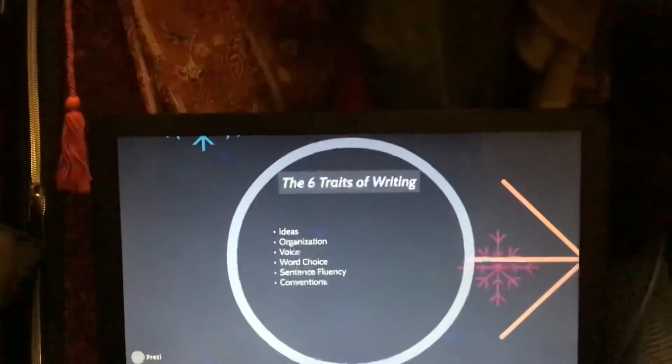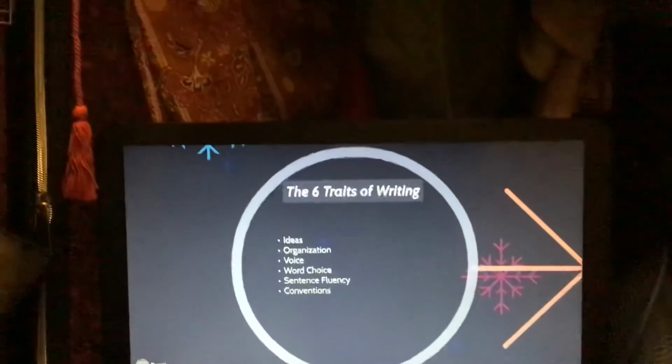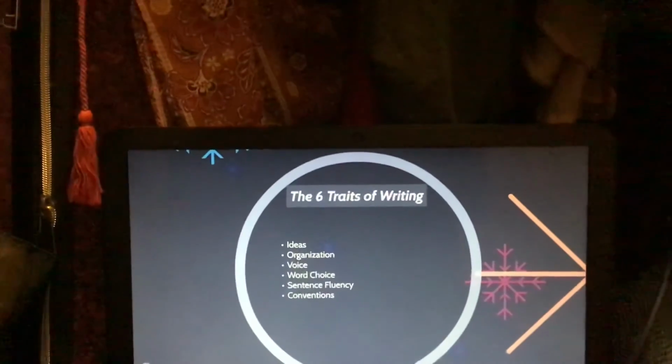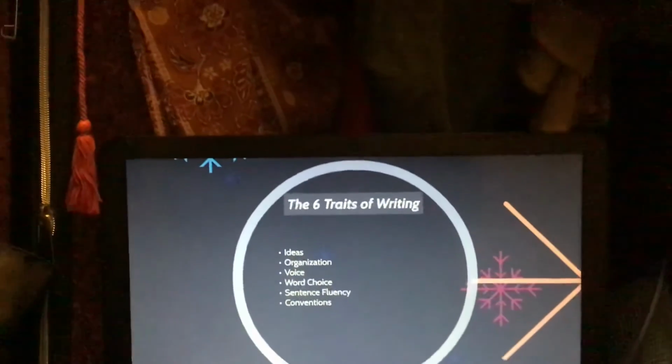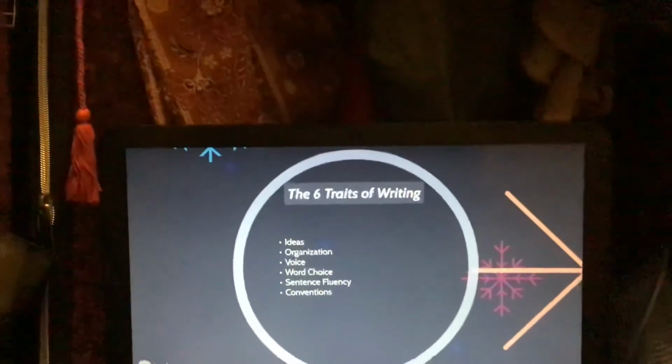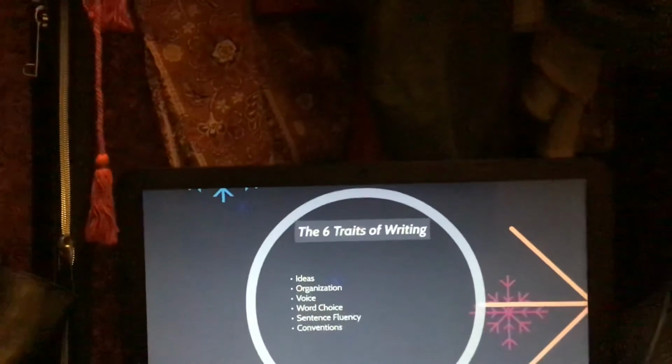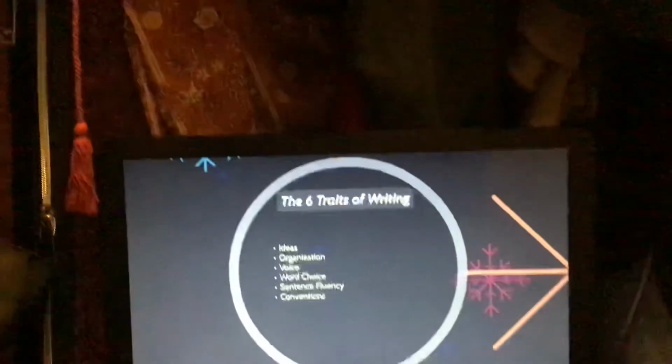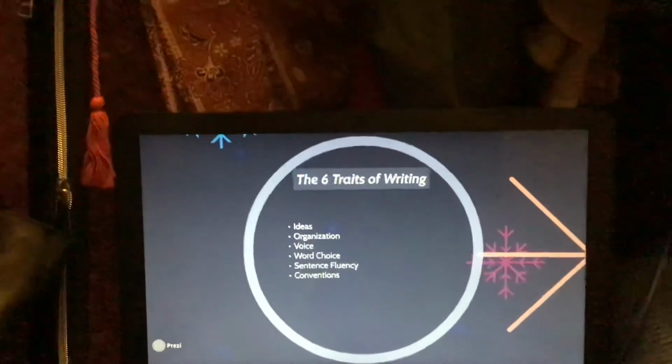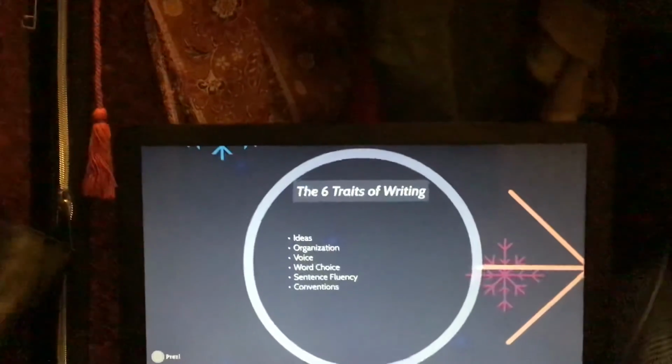In the organization phase of the 6 traits of writing, this is how the writer chooses to lay out the format of the writing. So this can be where they start composing the beginning, middle, and end. Voice is a chance for the reader to connect with the writer and his story based on characters that he or she has created.